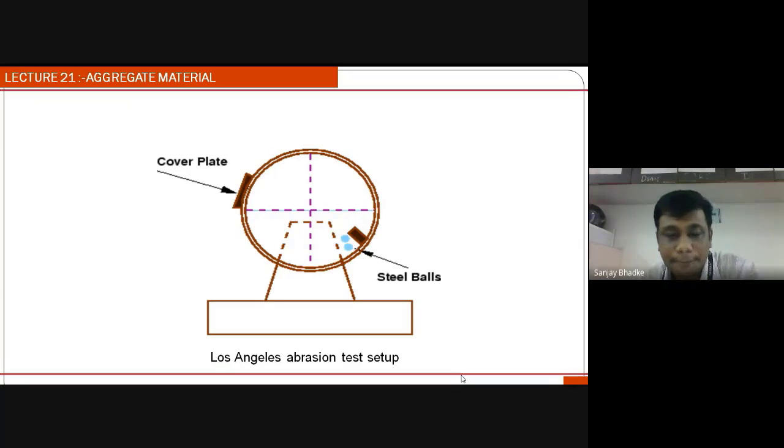So this is the picture where you can see one abrasion test apparatus, which is called the Los Angeles abrasion test apparatus. It is set up on a horizontal platform, and which is of rounded shape, having the various cover plates and steel balls as shown in the figure.